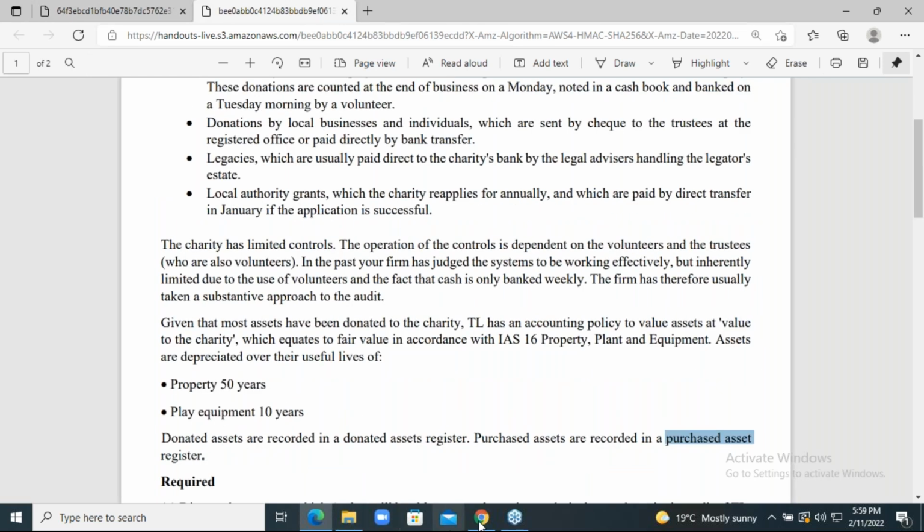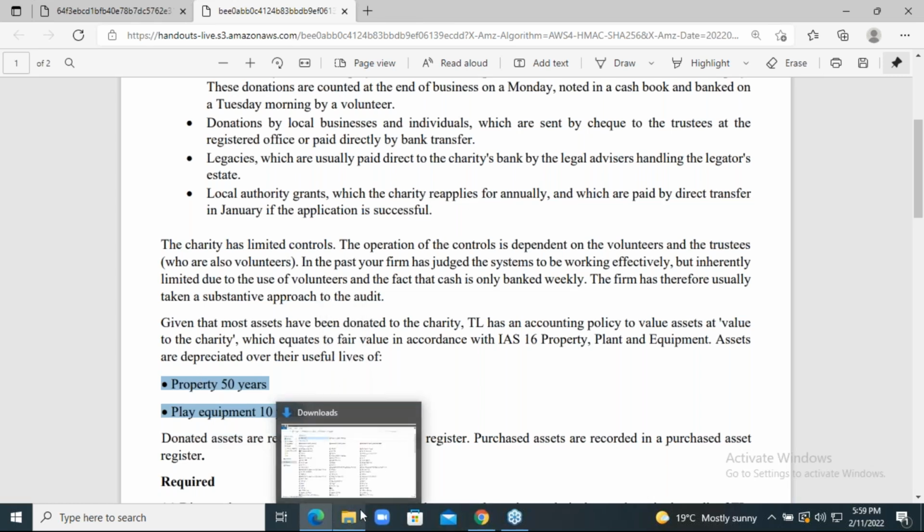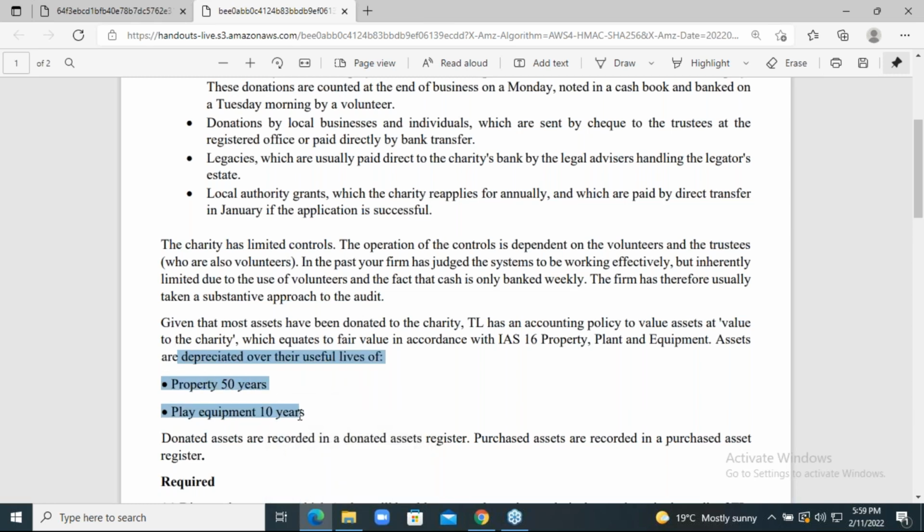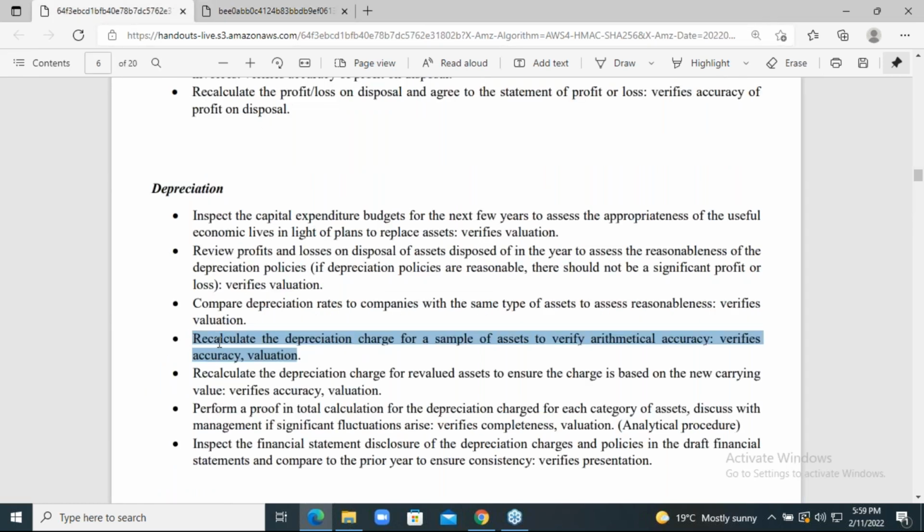And this is the data: depreciation, useful life of this. Now this is the data and this is the generic procedure. So can you convert this generic procedure into a specific procedure? Kindly write the procedure in the question box and I will read it and tell you whether you have written a correct procedure or not.